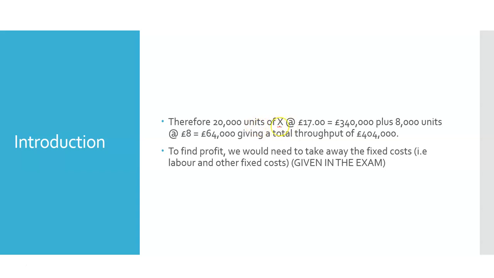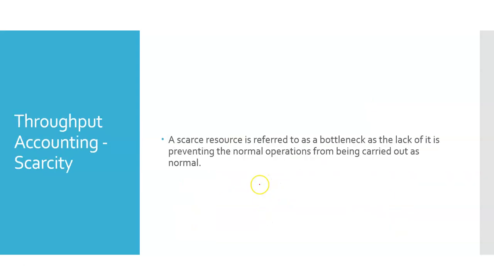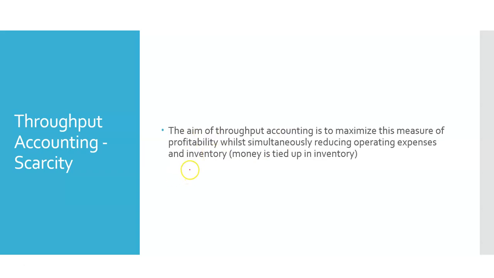So here I am working it out: 20,000 units of X times 17 is 340, plus 8,000 units at £8 of product Y, giving a total throughput of 404,000. So you can see here that ultimately you might be asked to find the profit, and then all I have to do now is take away the fixed costs, which is what we know. Contribution minus fixed costs gives us profit, ultimately. So, yeah, I think that's the key point there.